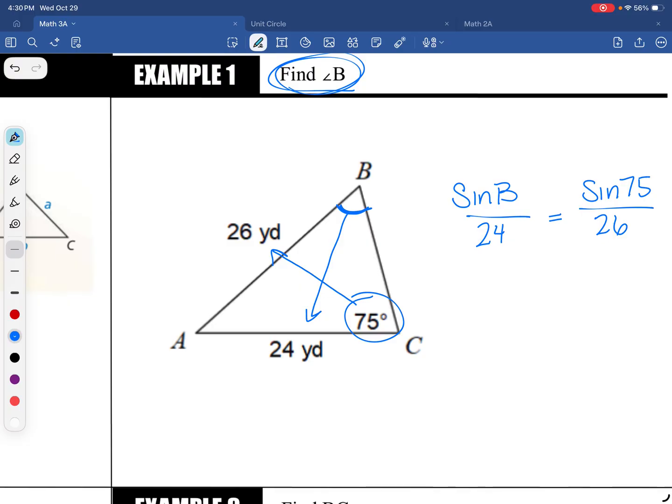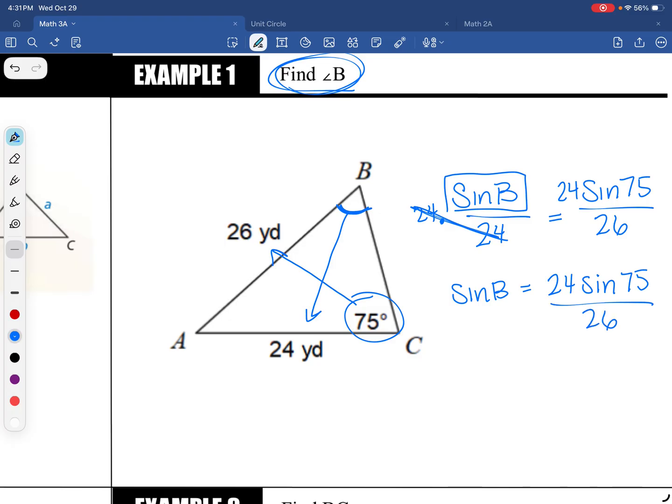So I would look at this and say, okay, I need to solve for sine B, and so I need to get rid of the 24. So I'm going to multiply 24 to both sides. I don't have a ton of room, so I'm going to put it in front right here. So I'm multiplying 24 to the left and it cancels. So we're just left with sine B. And then on the right side, I'm not even going to simplify that. I'm just going to keep it 24 sine 75 over 26.